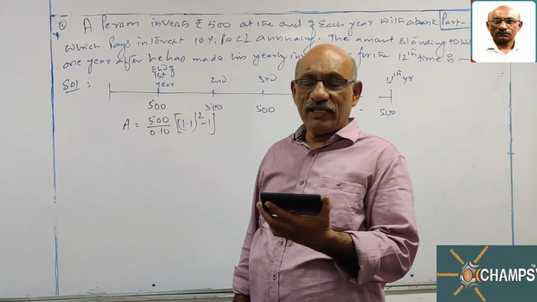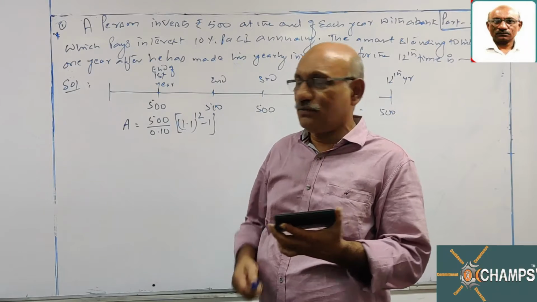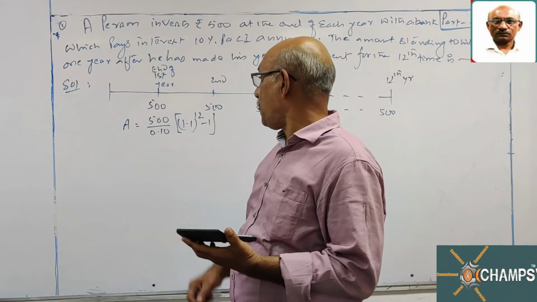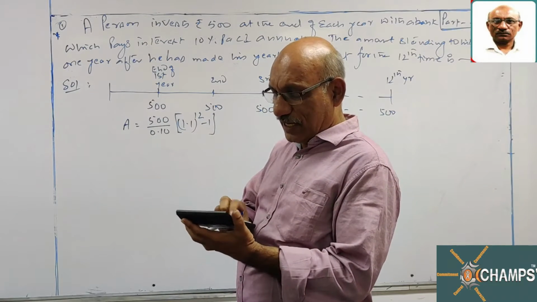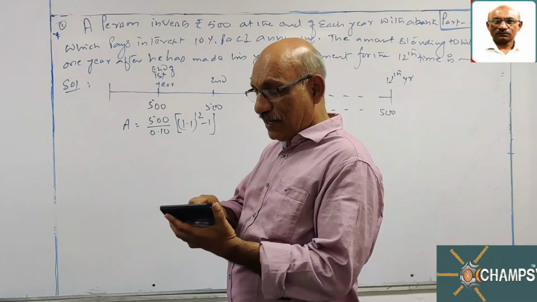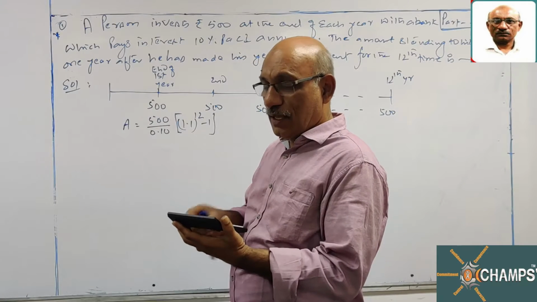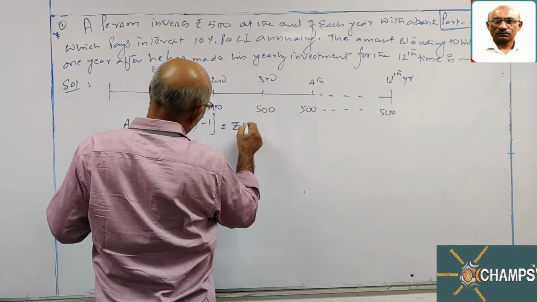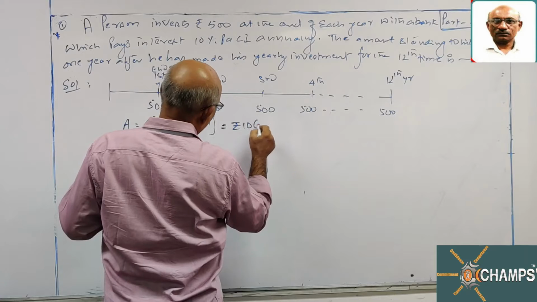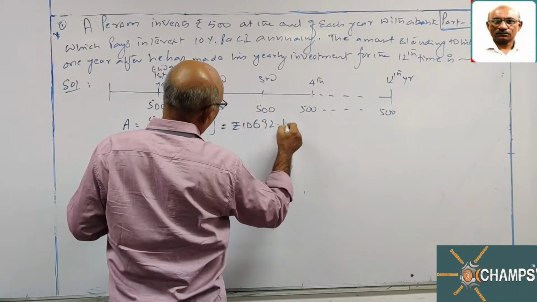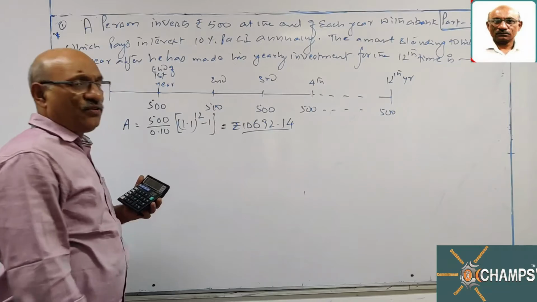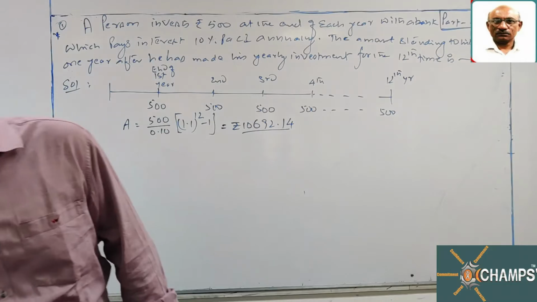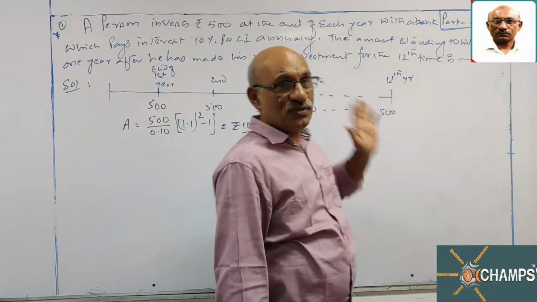This is 3.1384283767. From this you have to subtract 1. Minus 1 is equal to. This is multiplied with the 500, divided by 0.10. This is equal to 10,692.14 rupees. 500 rupees at the end of each year he deposited 12 times.